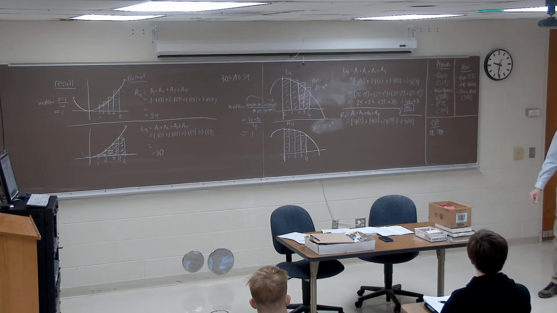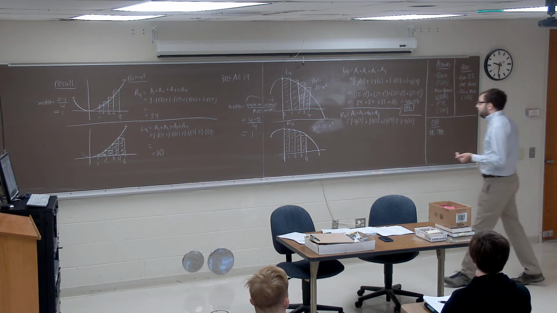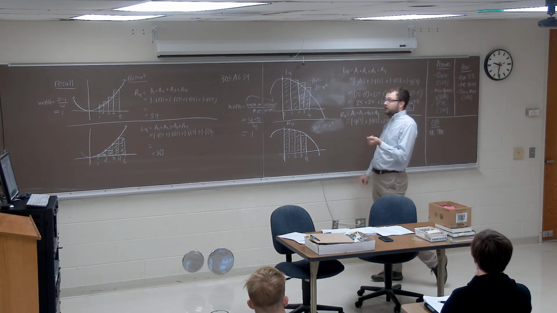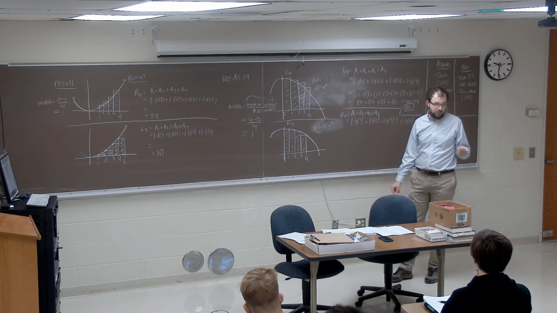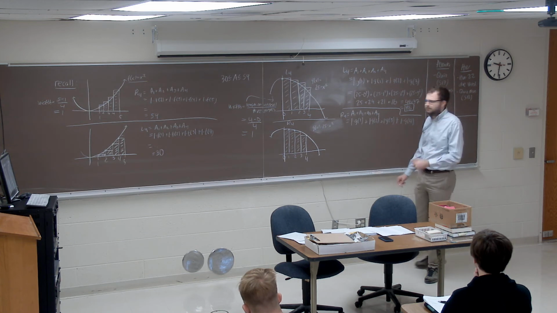And the width of each rectangle is still going to be the same whether we're doing a left or a right endpoint approximation. The width is still going to be length of the interval over the number of rectangles, so we didn't need to repeat that computation.